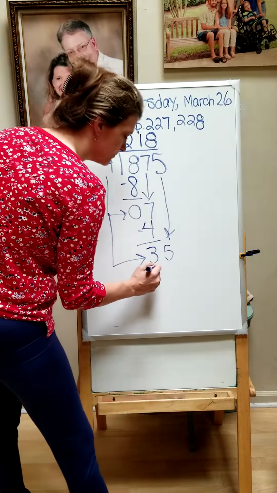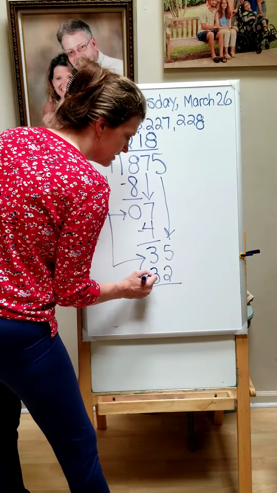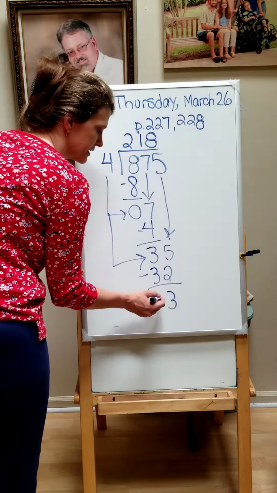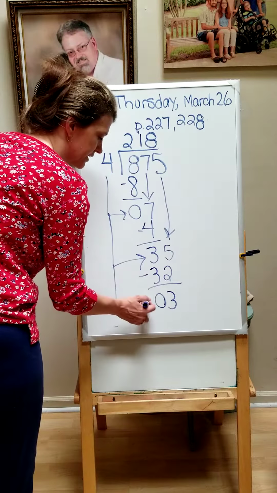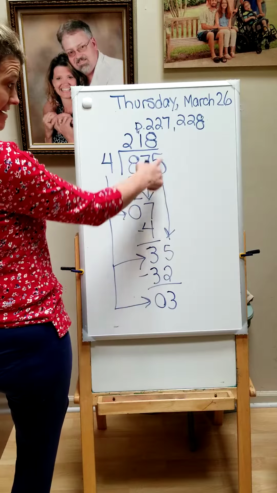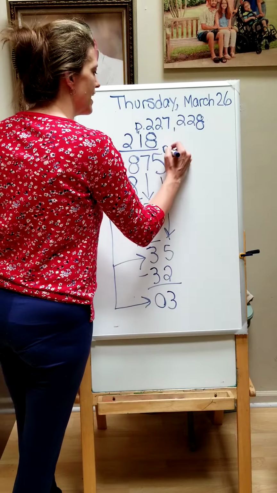8 times 4 is what? 32. 5 minus 2, 3. 3 minus 3, 0. Compare. Is it too big? No. But I have nothing left to bring down, so I have a remainder of 3.